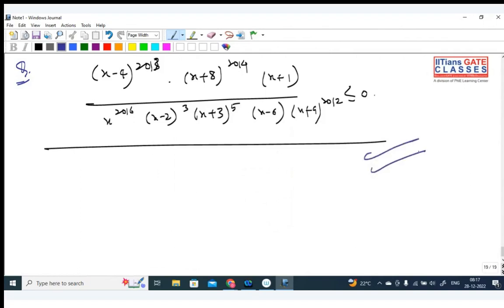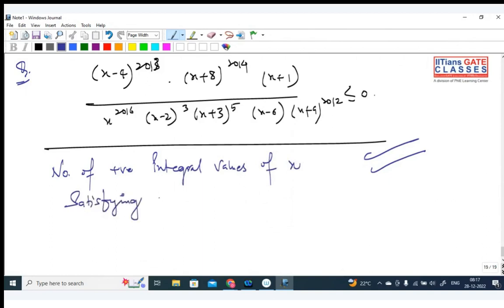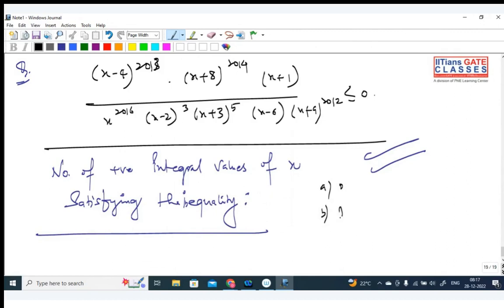What you have to find here is the number of positive integral values. What is the question here? Number of positive integral values of x satisfying the inequality. So you can try this question, right? The options are: option A 0, option B 1, option C 2, option D 3. Yes, you can try this question later.